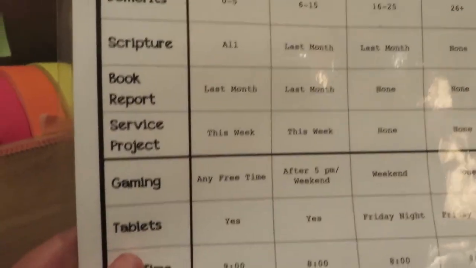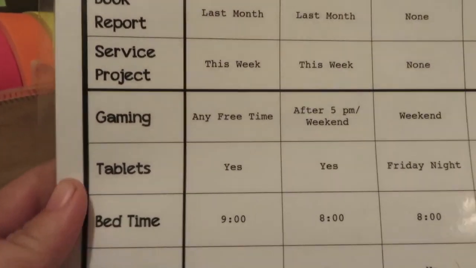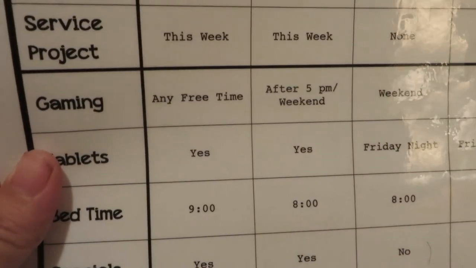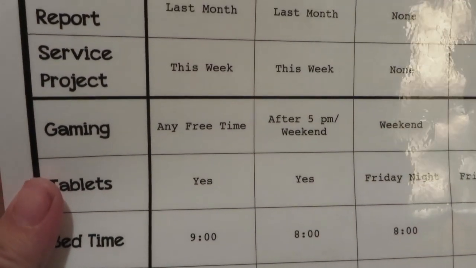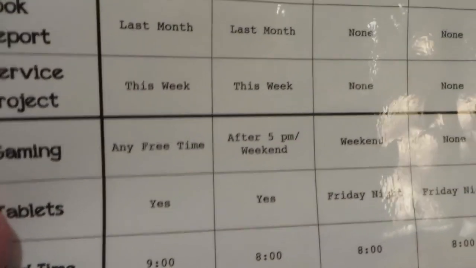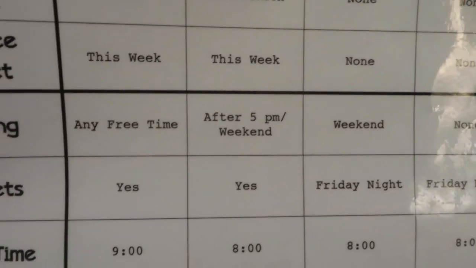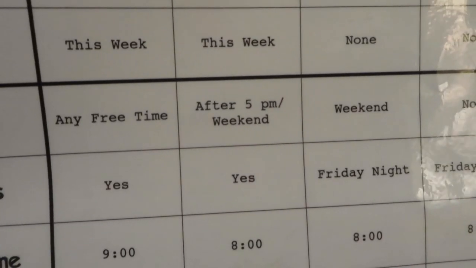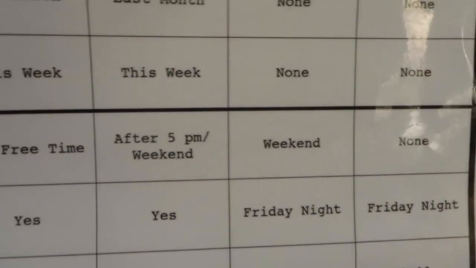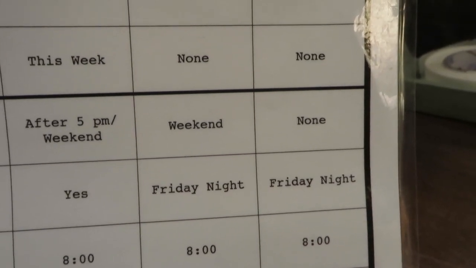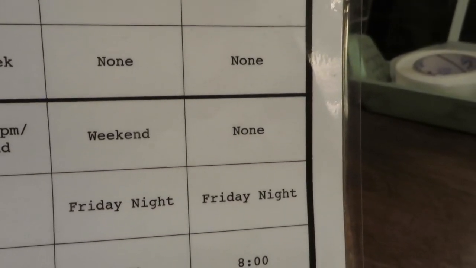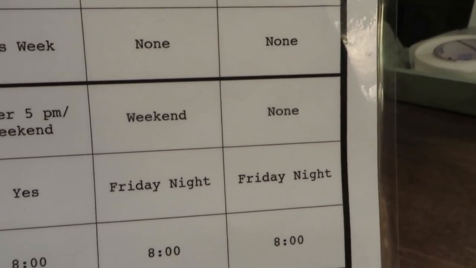As far as the privileges they get, if they're on E with gaming, that means any free time that they have, they are free to play on the computers or their tablets. For C, they can play after 5 o'clock and anytime on the weekend. On A, they can only play on the weekend, and when they're not on privilege, then they don't get to play anything at all.